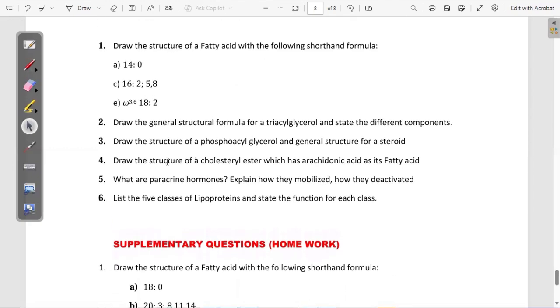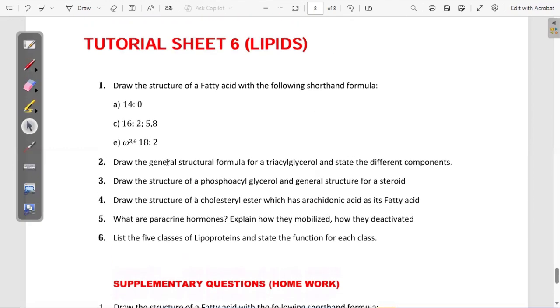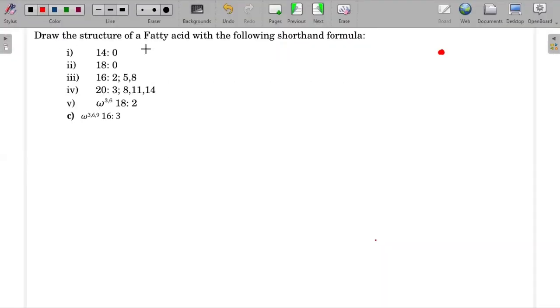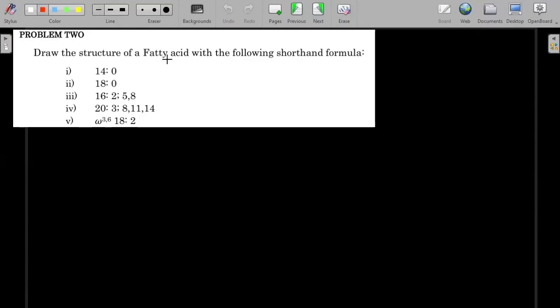Okay, so we start from question 1 there. How can we draw the fatty acids with the shorthand formula? Okay, so let's start with question 1. So the question says, draw the structure of the fatty acids with the following shorthand formulas. So these are the formulas here. Okay, we need to draw the structure for each of these fatty acids here. All right, so let's start.